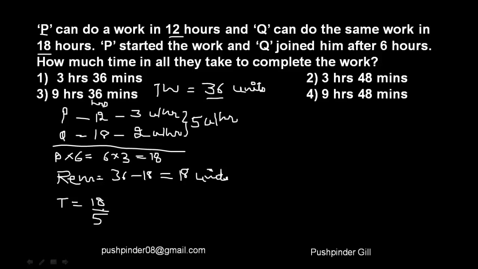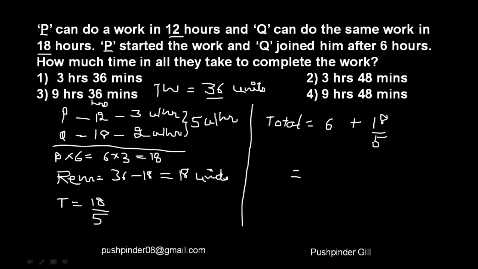Now what I need to do is, since I have to calculate the total time taken by all of them to finish the job, the total time taken would be equal to the time taken by P to work alone, which is 6 hours, plus the time taken over here, that is 18 by 5 hours. Right? So I hope you're understanding. Now we've got the answer, right? We just need to convert them into some specific units.